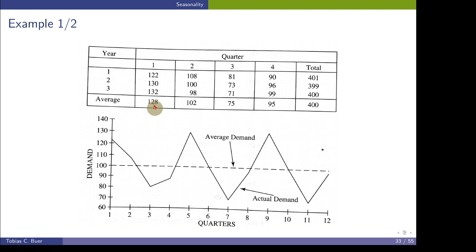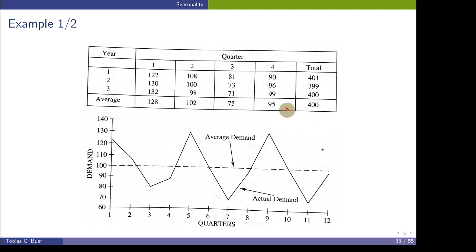And we have the average demand in the bottom row, the average demand for the first quarter, which is the average of these three numbers. We have the average demand of the second quarter, which is the average of these three numbers. When we sum up the rows, we get the annual demand, so the annual demand of year 2 is 399 units.